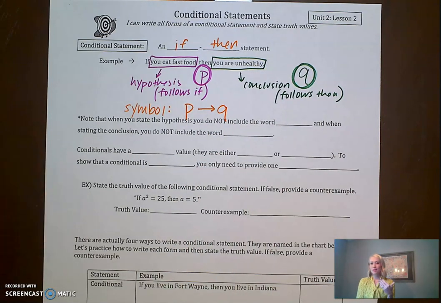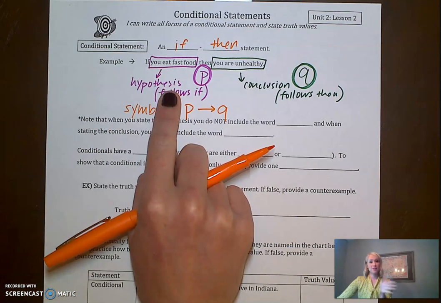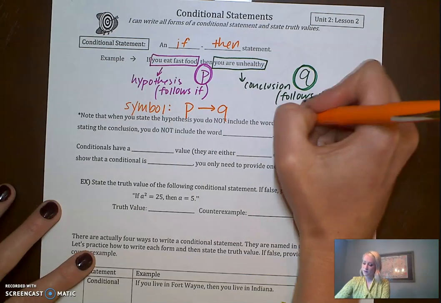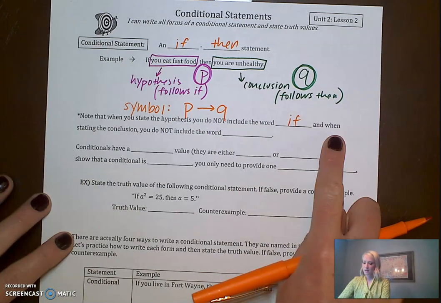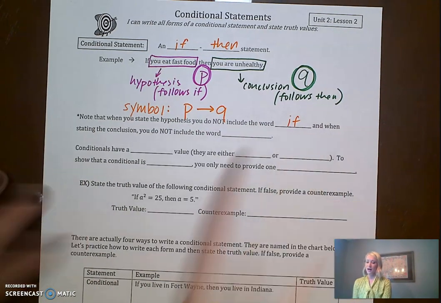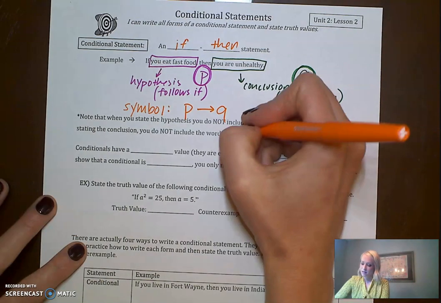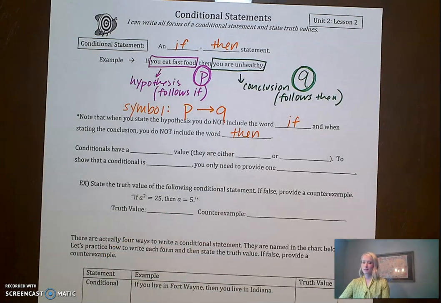Now, I want you to note something, and it seems like a really small thing, but it's mentioned a lot and it's confused a lot. When you state what the hypothesis is for a conditional statement, you don't include the word if. So I would just say, you eat fast food. That's the hypothesis here. And when I state the conclusion, I'm just following what's after then. I'm not saying the word then. So I would just say, you are unhealthy. That's the conclusion. So leave the if and the then out when you state the hypothesis and a conclusion.